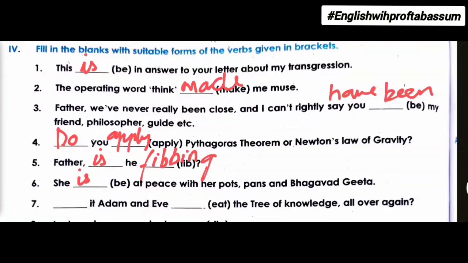Next question. Dash it Adam and Eve, dash the tree of knowledge all over again. So the tense used here is present continuous form but in the form of a question. So when we are asking about an action happening in a picture or a story, we use is, am or are plus V1 plus ing. So the subject it is singular, so we have to use is. So is eating. So the answer is, is Adam and Eve eating the tree of knowledge all over again?